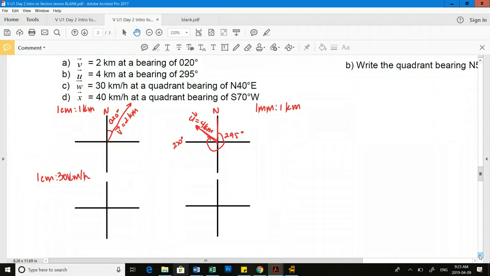Okay, so we want to measure from the north line toward the east, an angle of 40. And then we're going to make sure that this is 1 centimeter long. And we'll have vector w equals 30 kilometers per hour.